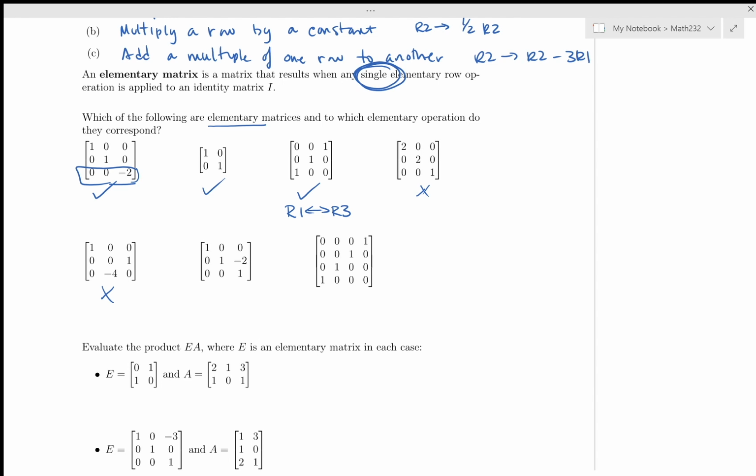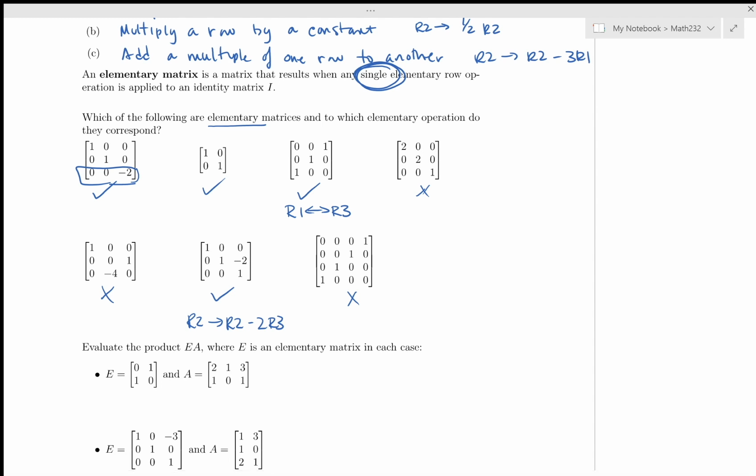How about the next one over? Yes, because if I consider the identity matrix, I would switch row 2 with -2 row 3, and I would end up with this one. This one, no. Two row exchanges are required.